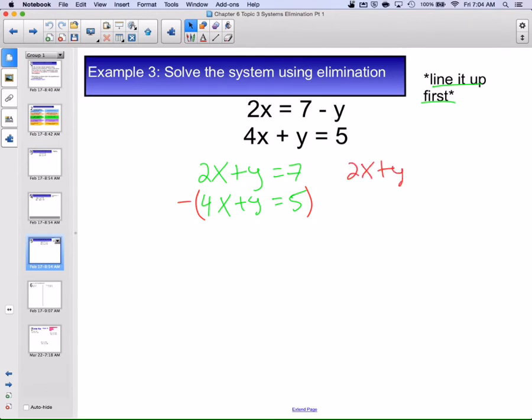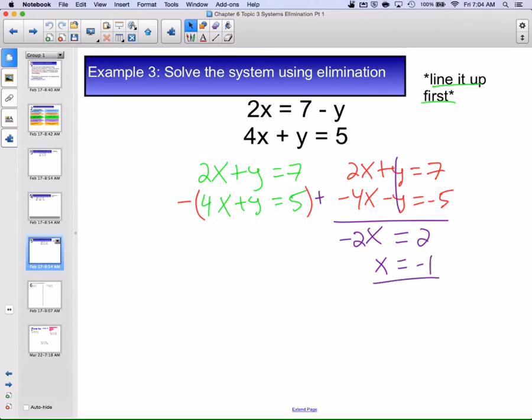You may have to rewrite your system a couple times to set everything up, but that's okay. Negative 4x minus y equals negative 5. All right, so add those things up. Negative 2x, the y's cancel. 7 plus negative 5, well, that's 2. So therefore, dividing by negative 2 gives me x is negative 1.